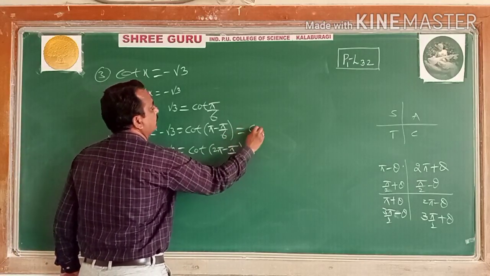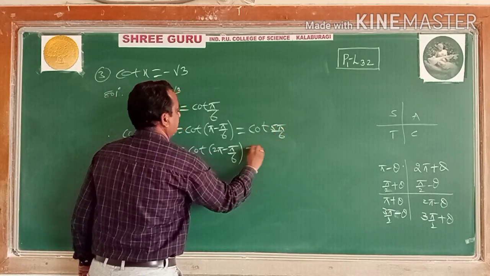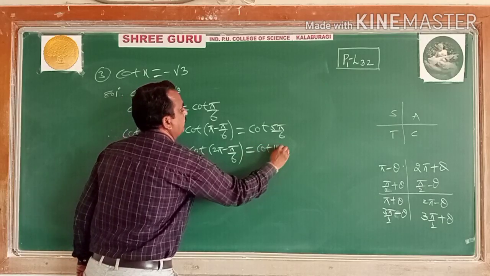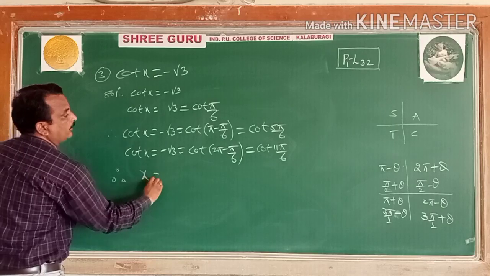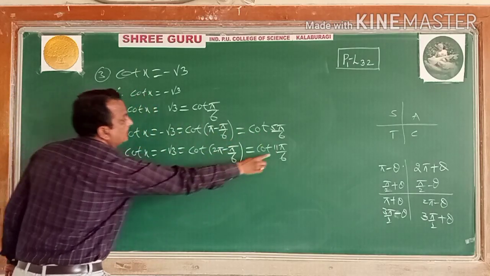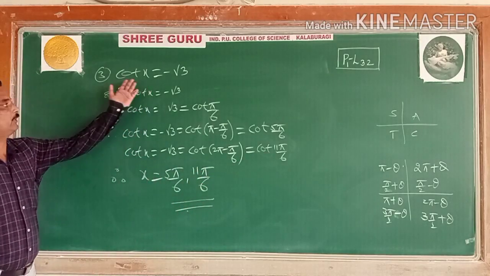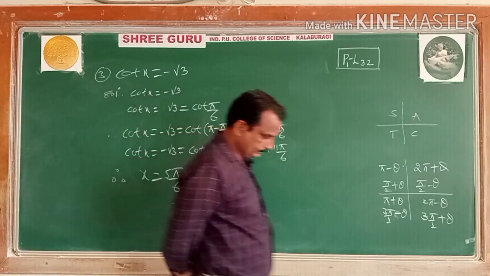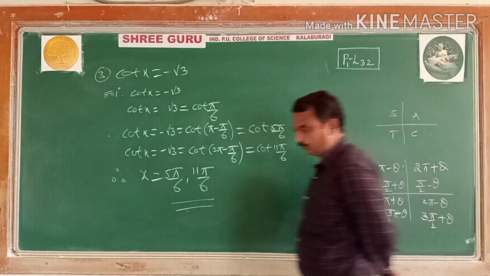Simplifying, see how much it becomes. 6 pi minus pi, 5 pi by 6. And 6 into 2 pi, 12 pi, 12 pi minus pi, 11 pi by 6. Therefore, the value of x is 5 pi by 6 and 11 pi by 6. These two values are the principal solutions of the given equation, students.